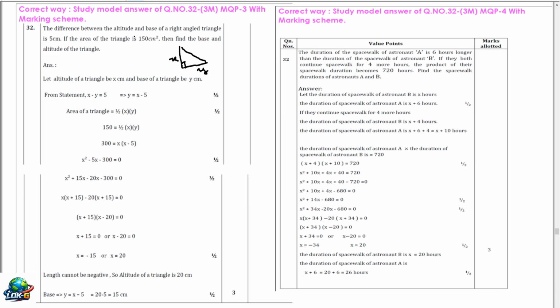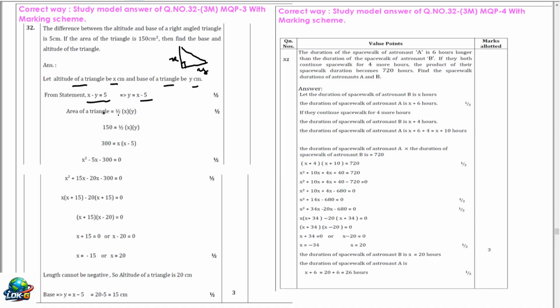The 3-mark questions are dangerous in quadratic equations. The difference between the altitude and base of a right angle triangle is 5 centimeter. If the area of the triangle is 150 centimeter square, then find the base and altitude of the triangle. Let the altitude of the triangle be x and the base of the triangle be y as shown in the figure. The difference is x minus y is equal to 5. Therefore, y is equal to x minus 5.